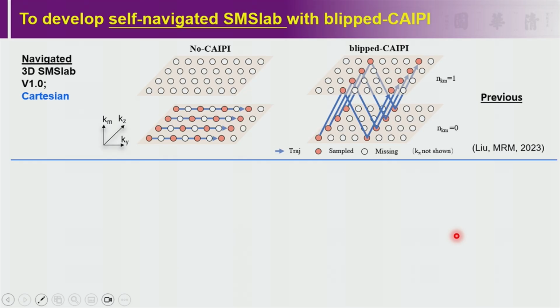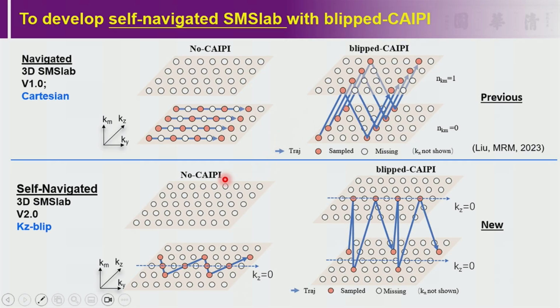So inspired by this idea, we aim to develop self-navigated simultaneous multi-slab 3D DWI. Again, this is our previous development. And here's the self-navigated technique. If no CAIPI, we still use this KZ blip sampling pattern. For each shot, we go through the k-space center. If CAIPI is used, the trajectory needs to go up and down like this.